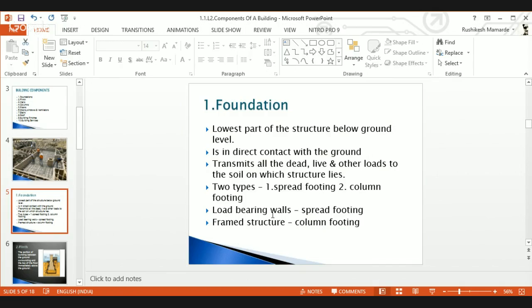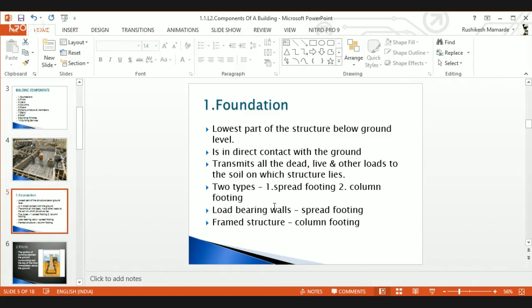There are two types of foundation. One is spread footing and another is column footing. We are going to discuss all these things later when we discuss frame structure. At that time I'm going to teach you all the things. So you just need to remember for now that there are two types of foundations, spread footing and column footing.